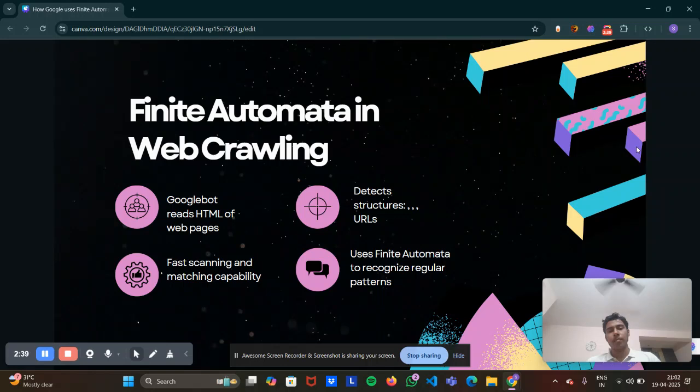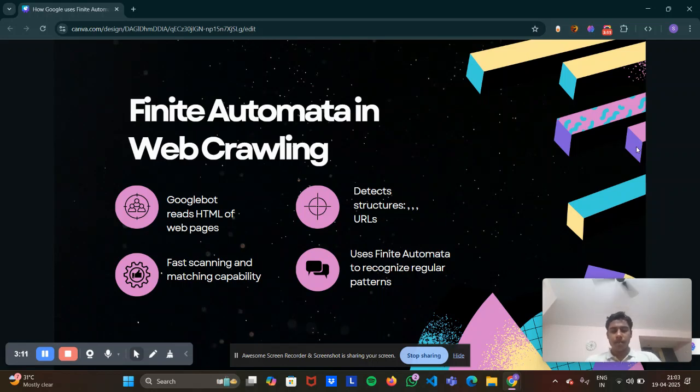Finite automata in web crawling. Googlebot works by reading the HTML code of a web page. Think of it like reading the behind the scenes script of a website. It identifies components like titles, headings, paragraphs, links, and meta tags, and many more. Each of these components follows a predictable structure or pattern, and that's what finite automata excels at, recognizing patterns.